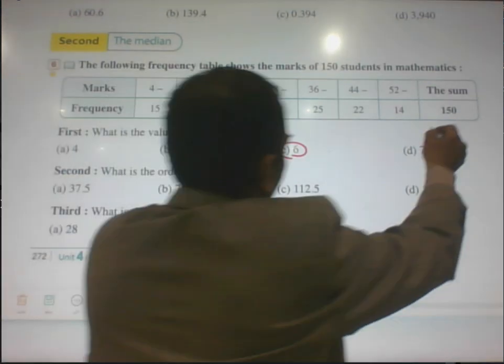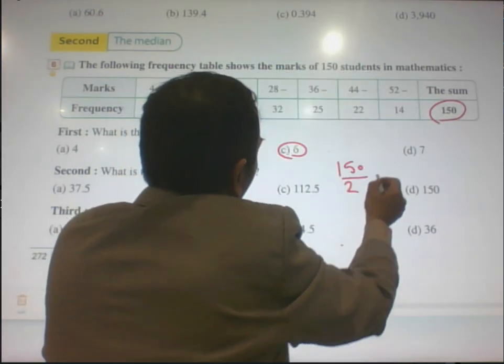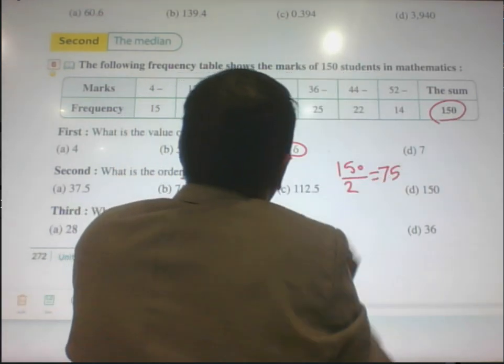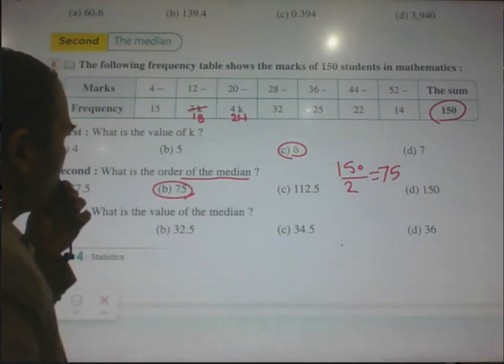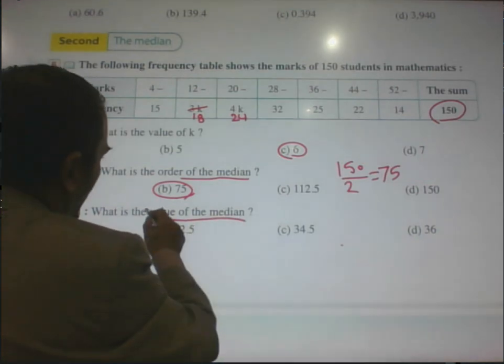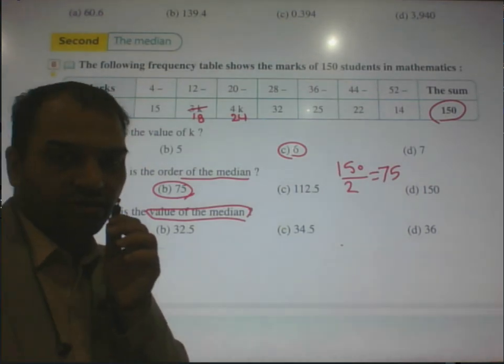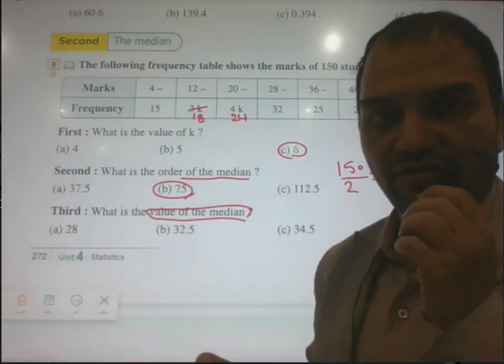You can get here the collected number 150 and then divide by 2. 150 divided by 2 equals 75. The order of the median will be 75. And he asked here, what is the value of the median? We can find the value of the median how? By drawing the table first, the frequency table, and then find the median.